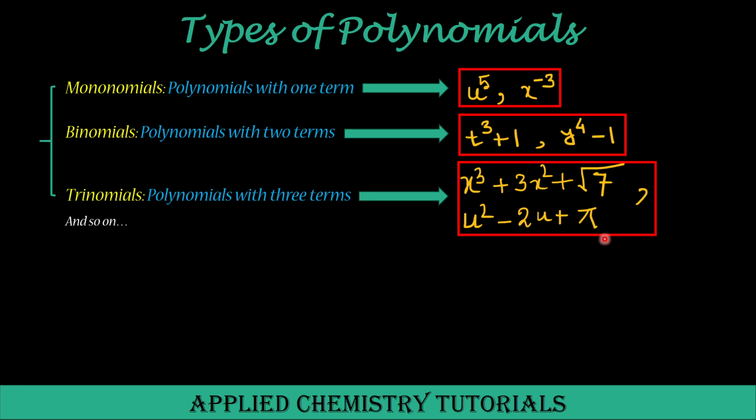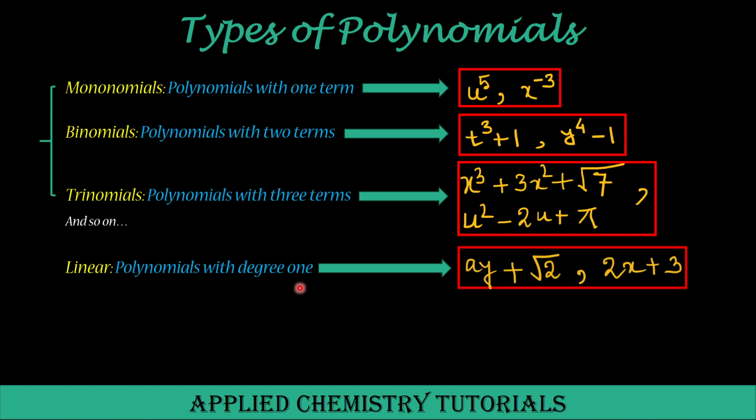Another way to classify polynomials is with their degree. Linear polynomials are polynomials with degree 1. Examples are ay plus root 2, 2x plus 3, etc.